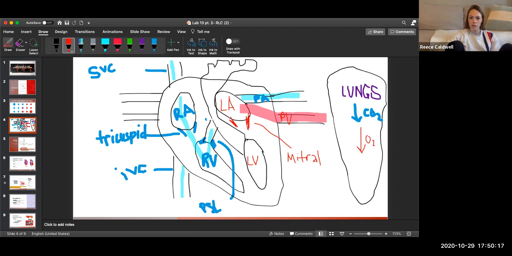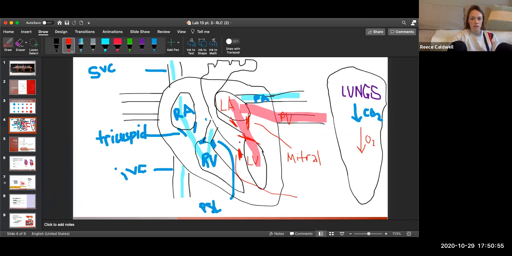So we have the mitral valve, again, one of our atrioventricular valves, because it's dividing the atrium from the ventricles. So it flows from the left atrium through the mitral valve to the left ventricle. And we have one more valve to get through. This valve right here. What is this valve called? This one is the pulmonary semilunar valve.